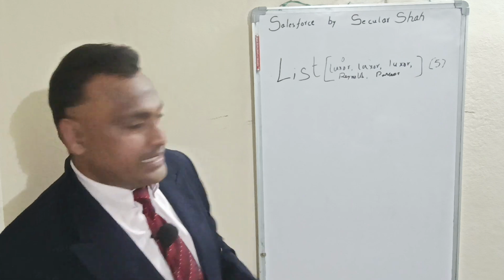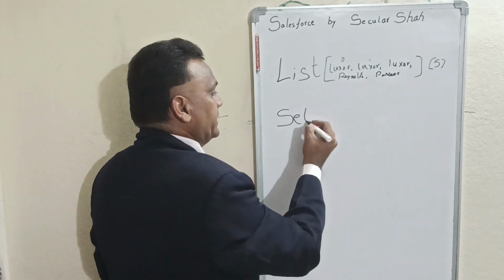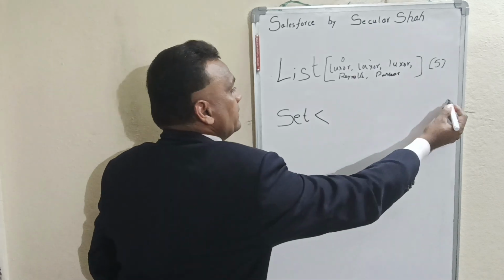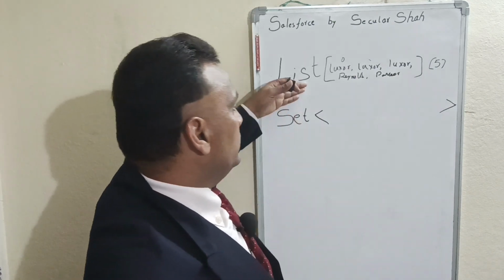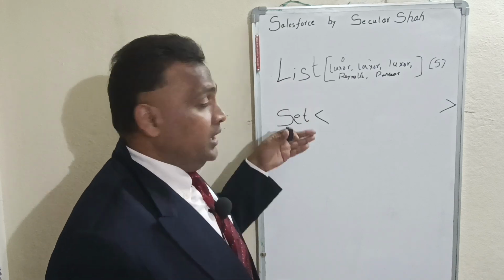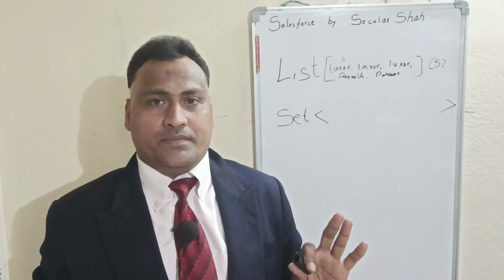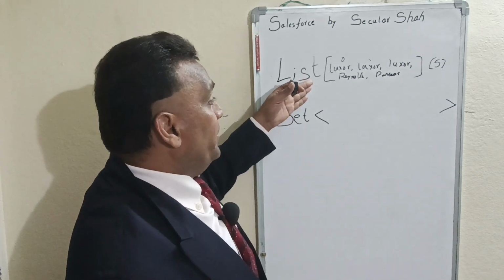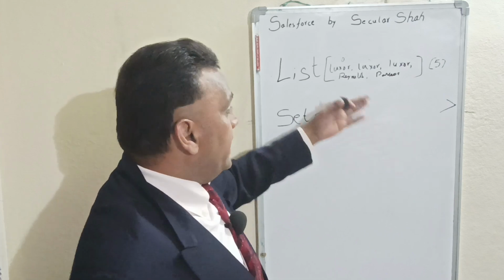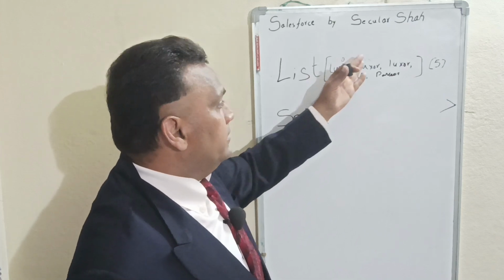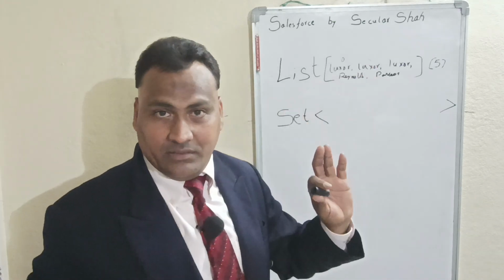Then why do you have another collections data type called set? List is clear. The only difference between list and set is that both are collections, but set is about unique values. Here you asked me what pens I have. I have 5 pens. I told you Luxor red, green, blue, then Reynolds pen and Parker pen.